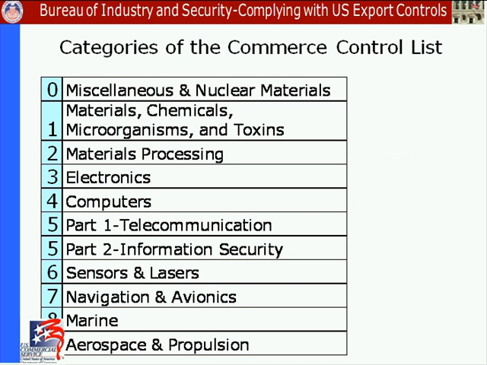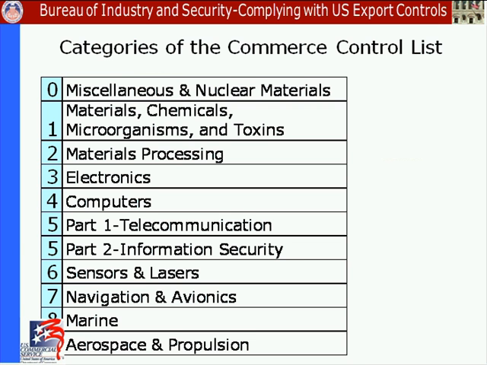Here are the different categories in the Commerce Control List. 0 is miscellaneous and nuclear materials. There are things like nuclear materials and horses by sea under miscellaneous for category 0. We have some odd listings for different products that fall within categories that you'd be surprised.